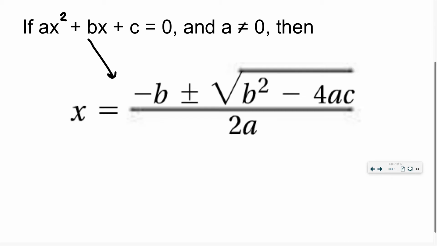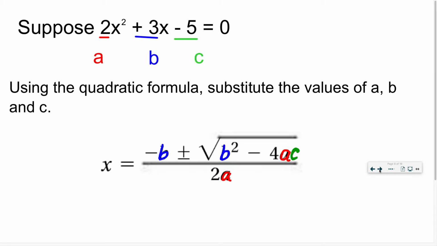Now I'm going to show you where the values come from. So here, we already know the a value, the b value, and the c value of standard form. The a is the coefficient of the x squared, the b is the coefficient of the x, and the c value is the constant. All you're doing is plugging in the values where they go in the formula. I did it in color so you could see it. Anywhere you see an a, you would plug in a 2.